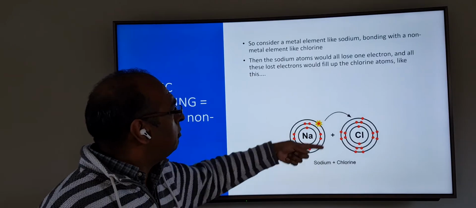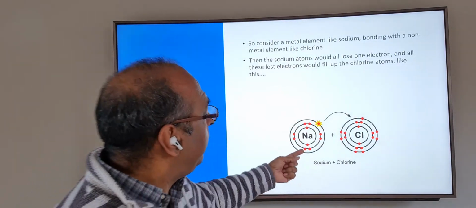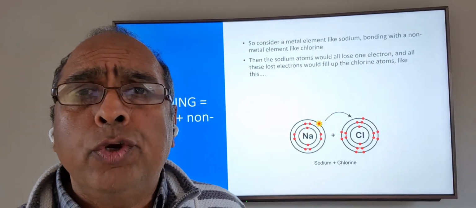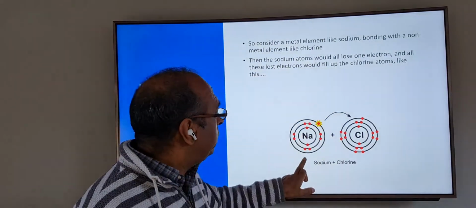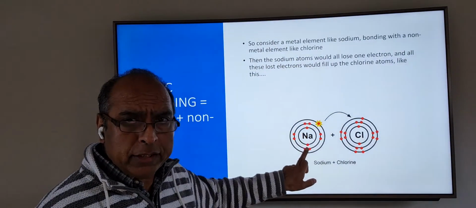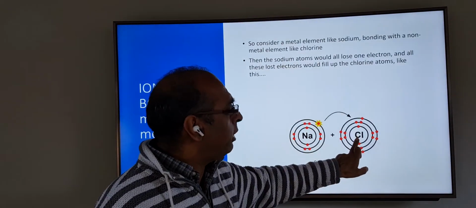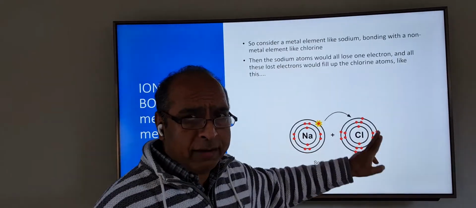Then the sodium, this is an atom now. You can go back to the drawing atoms video. Here, the Na symbol represents the nucleus. The red blobs are the electrons. The arrangement is 2, 8, 1, with 1 electron in the outermost level. And chlorine is 2, 8, 7.